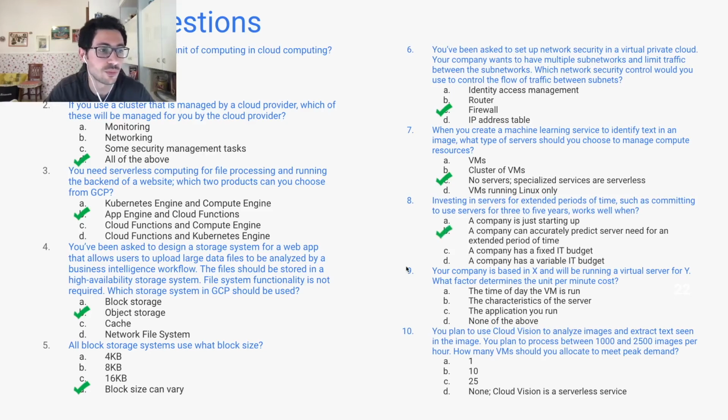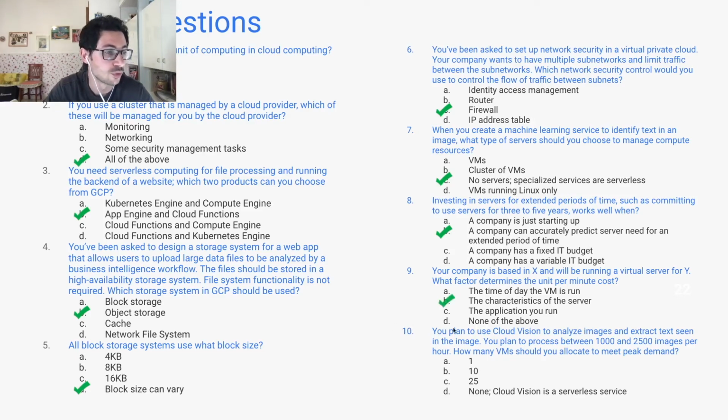9. Your company is based in X and will be running a virtual server for Y. What factor determines the unit per minute cost? The time of day? No. The characteristic of the server? Yes. Even if I didn't even read the other ones, because it's according to, I don't know, how much CPU, how much RAM. This is what defines the unit per minute cost.